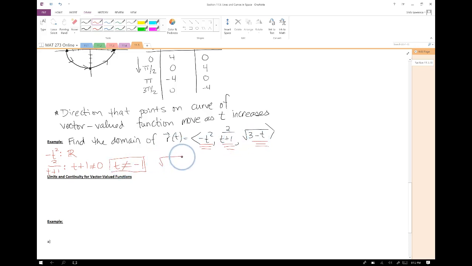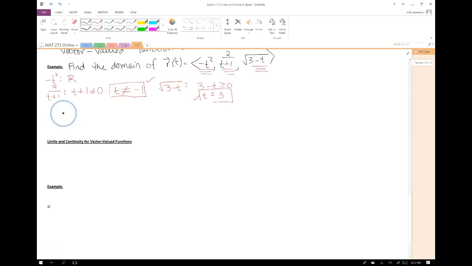Our third function, the square root of 3 minus t, because it's a square root, we need to make sure that 3 minus t is always greater than or equal to 0. And if we solve that for t, we get that t must be less than or equal to 3. So we've got conditions here that we need to meet. One of the best ways to figure out where those overlap is to draw all of these on a number line. So I'm going to graph all three of these domains on the same number line, but I am going to shade them with different colors so it's easier to see where they overlap.